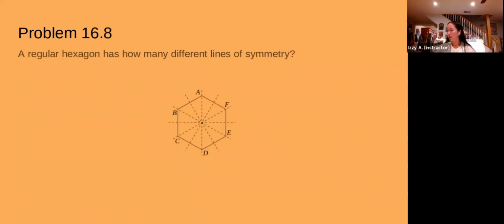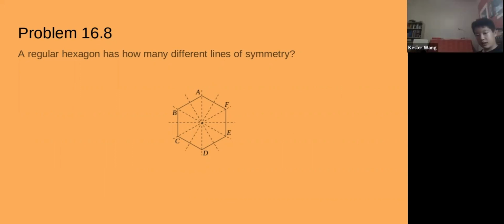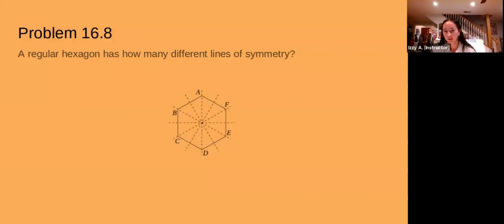Moving on to problem 16.8. A regular hexagon has how many different lines of symmetry? Doesn't it say here? Yes, so you want to count it up. But you want to be a little bit more careful.